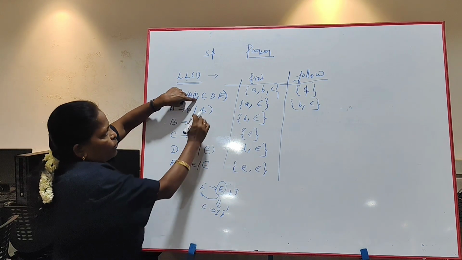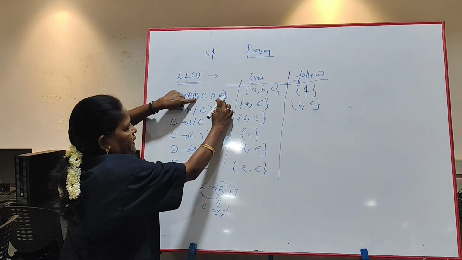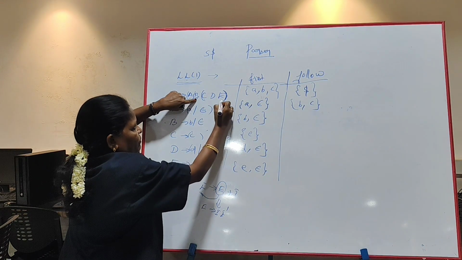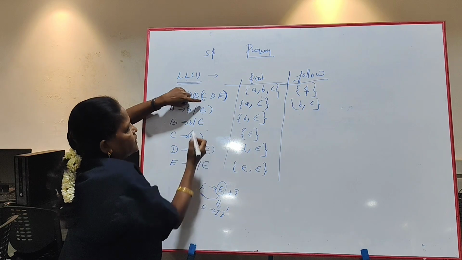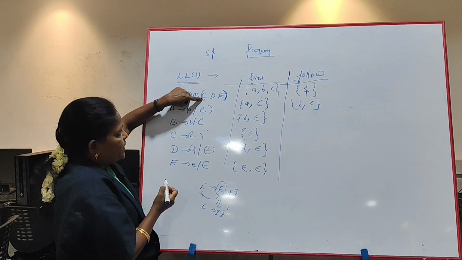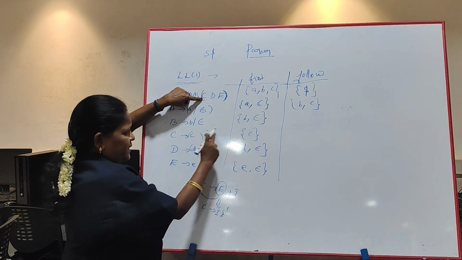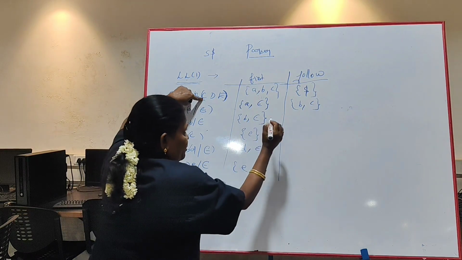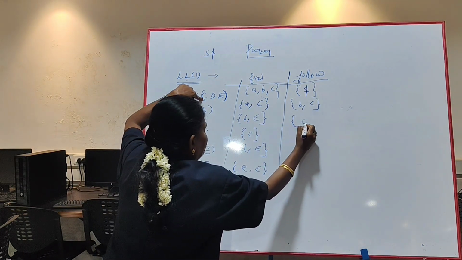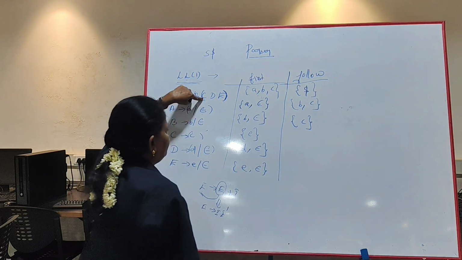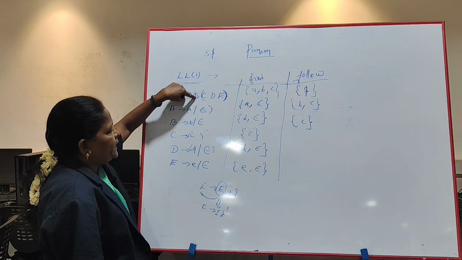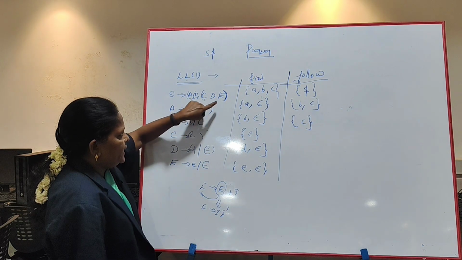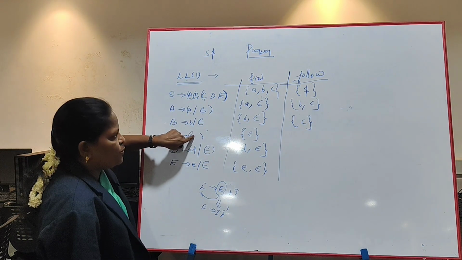Then after completing A, follow of B now you should calculate. Follow of B is nothing but what? We have C, D, E. First of C, D, E. So what is the first symbol in the right production? C. So first of C is nothing but only we have small c. Follow of B is only small c. Okay.